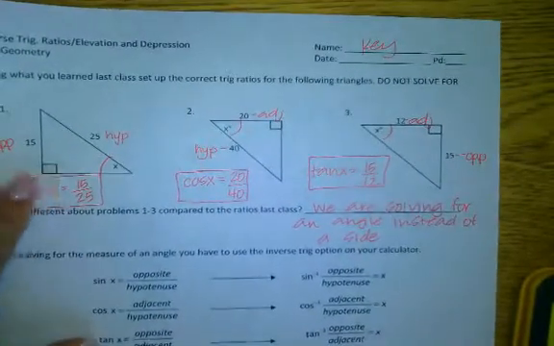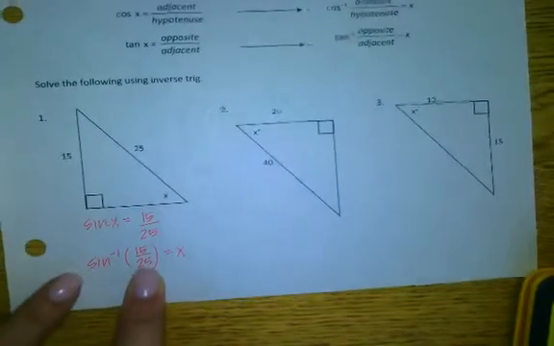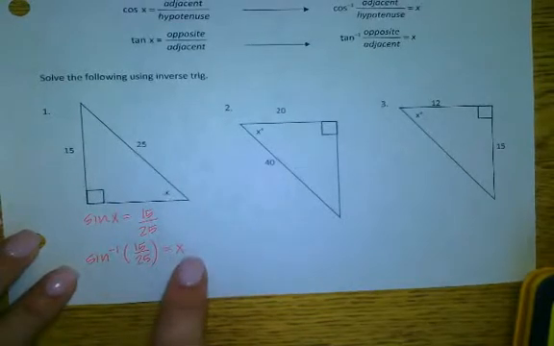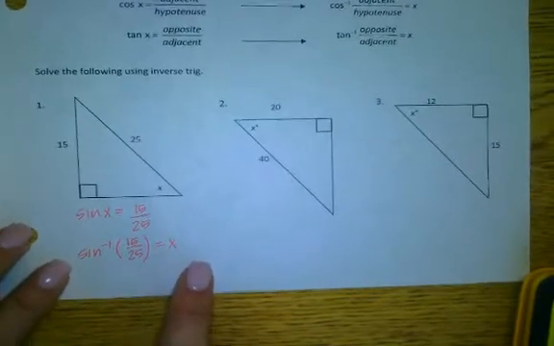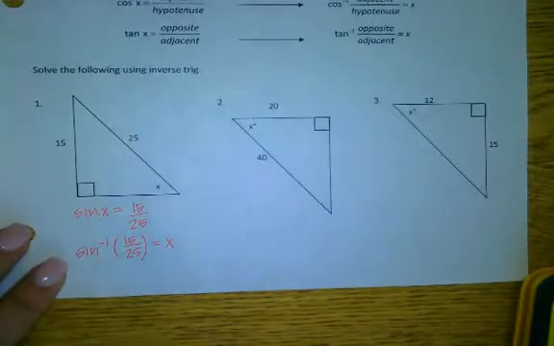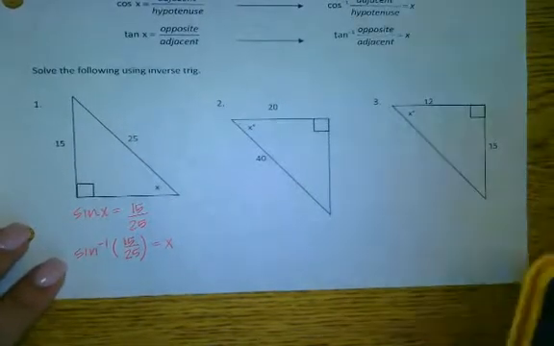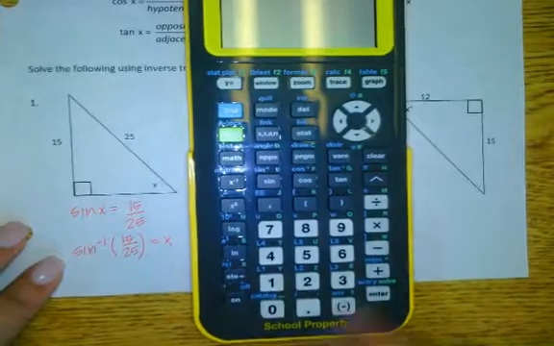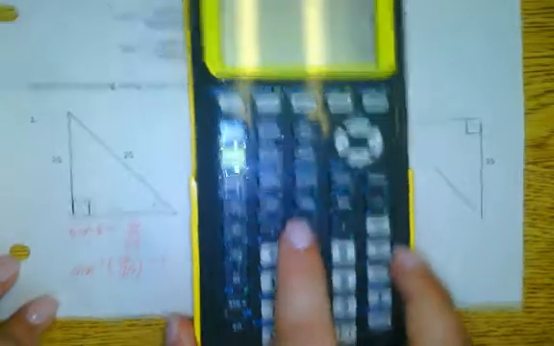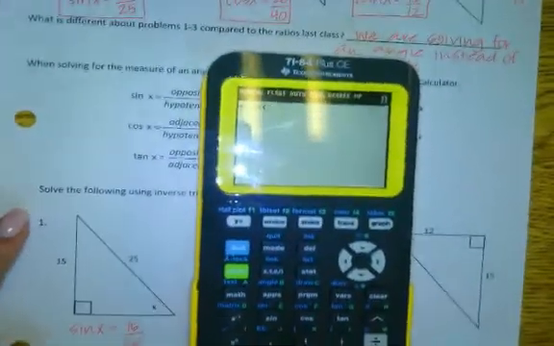So just like we had 15 over 25, this is the same problem as it is down here. 15 over 25 goes here, and that's how you solve for x. It's just one more button on the calculator. So that one more button, instead of pressing sine first, you have to press second so that you can get the inverse sine.